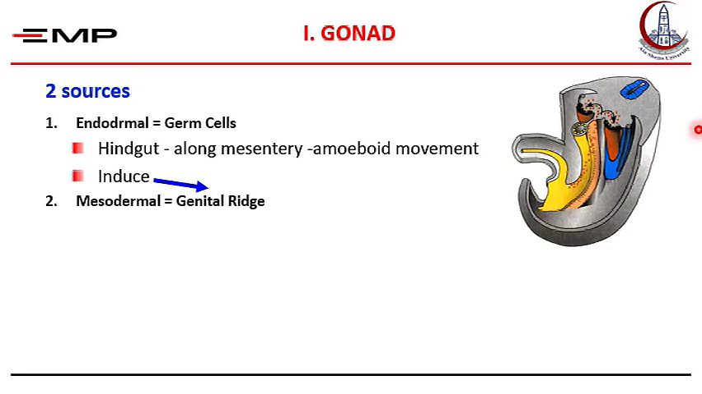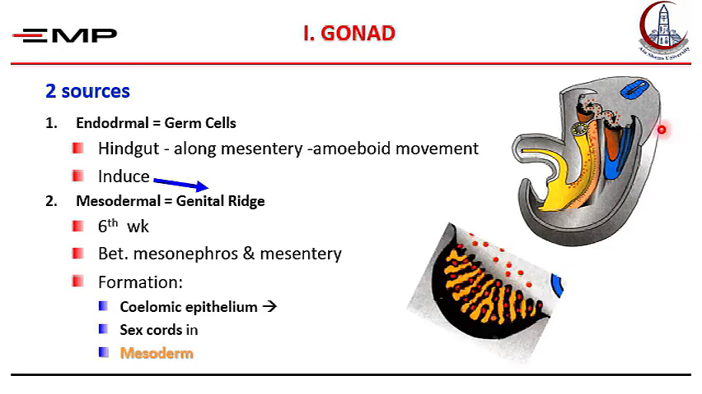The genital ridge develops by thickening of its coelomic epithelium. Its cells divide and invade the underlying mesoderm, making sex cords. Some of the germ cells are embedded in the sex cords.